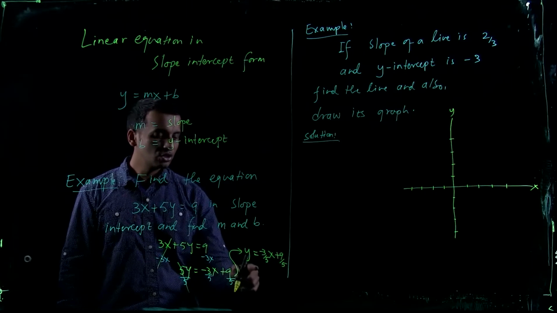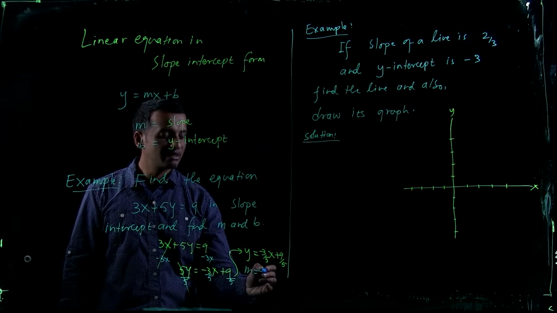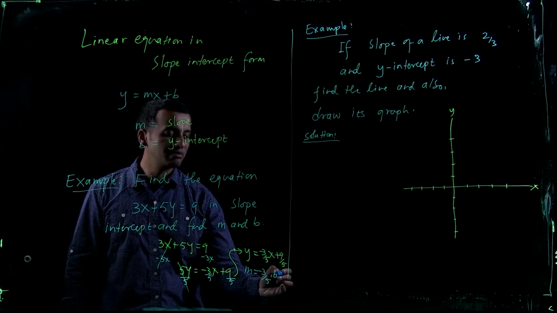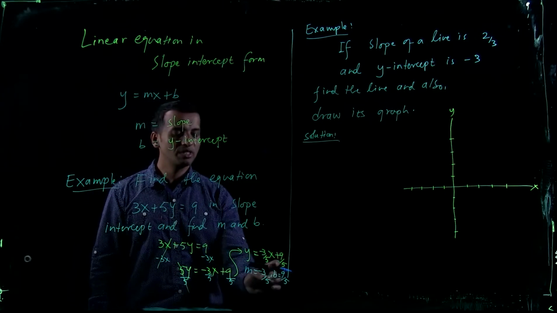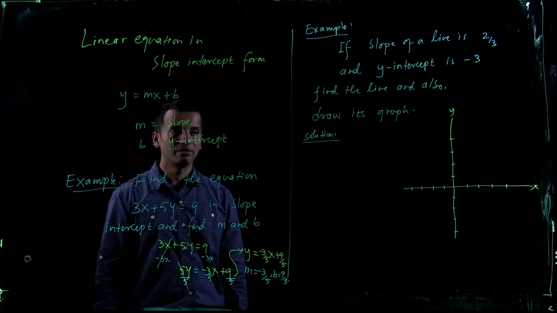What does that mean? The slope here is negative 3/5, and the y-intercept b is 9/5. All right, so the slope is negative 3/5 and the y-intercept is 9/5.